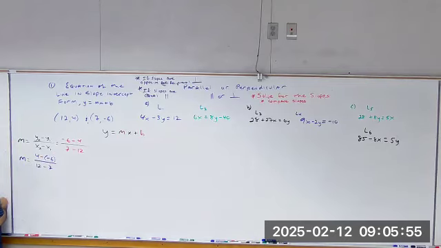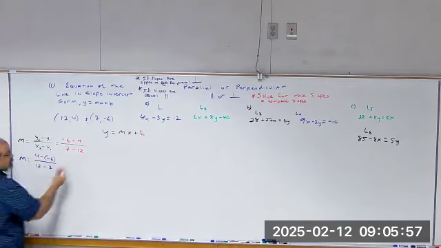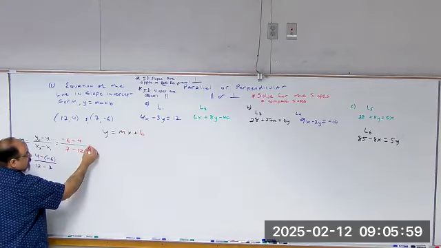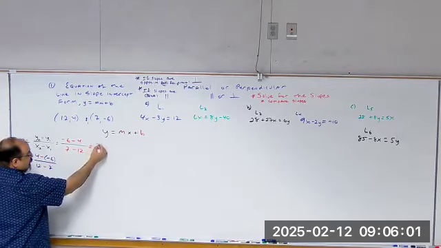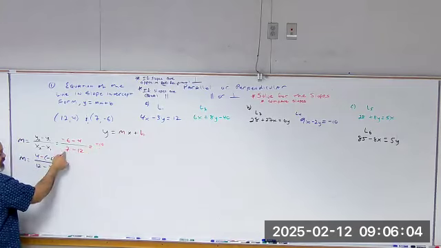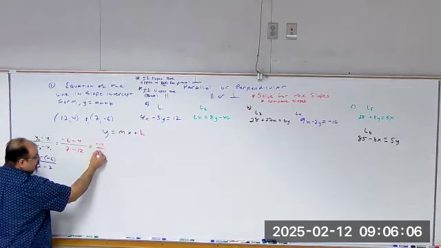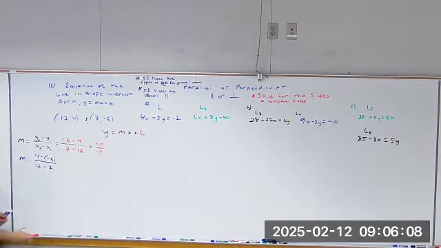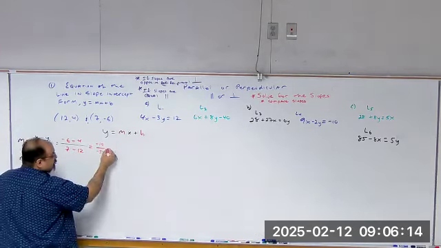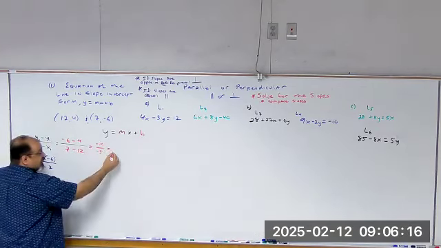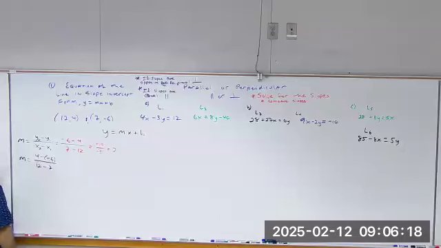Up here, if I continue, -6 minus 4 is -10. 7 minus 12 is -5. Always simplify. A negative over a negative is a positive, and 5 goes into 10 2 times. The slope is 2.